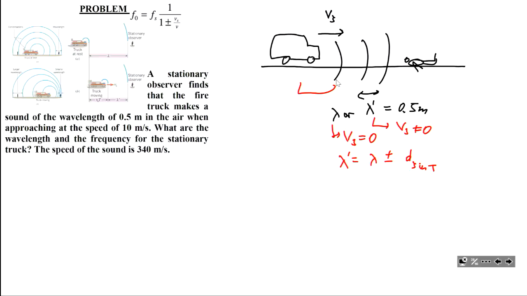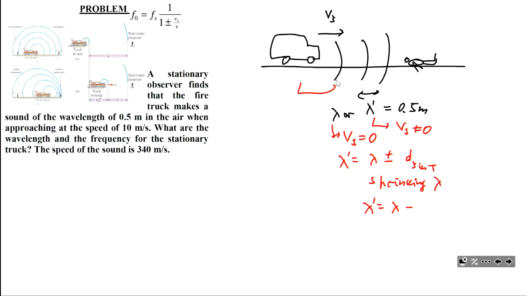Now, a plus or a minus for this specific situation? What do you think? What should we choose? A minus, because in front of the source, the wavelength shrinks. I have no idea if I want to use this relationship or not. I'm just writing down to make sure I understand what is happening.